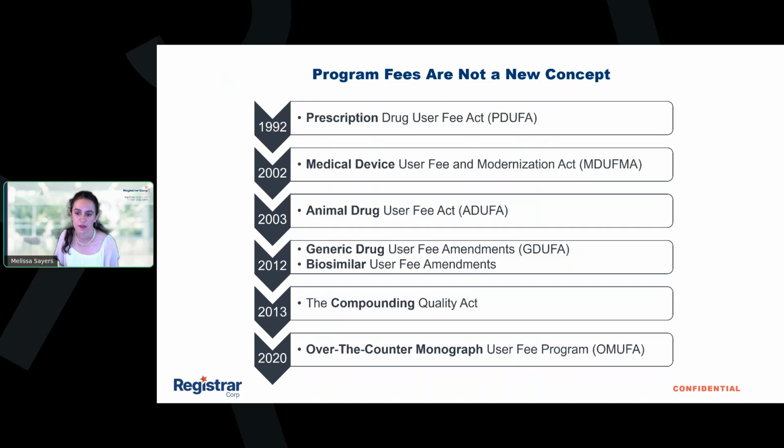As early as 1992, FDA has been granted the authority to collect fees, starting with new drug applications under the Prescription Drug User Fee Act, PDUFA. At this point, for nearly every drug marketing type, except for those marketed as unapproved, there is a respective user fee program.